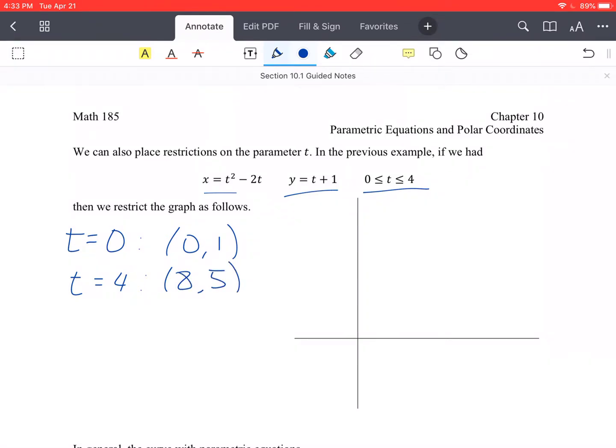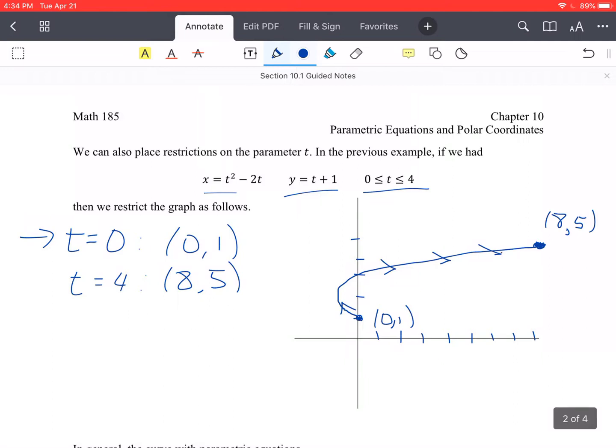So that means on our graph, 1, 2, 3, 4, 5, 6, 7, 8, 1, 2, 3, 4, 5. That means we're starting when t equals 0, so we're starting at the point 0, 1. And then we're going to move along that curve until we get to the point 8, 5. Okay, so here's 0, 1, and here's 8, 5. Okay, and it would hit all the same points that it did before, but now it would just be this section of the curve, and it's still moving the same direction that it was before.